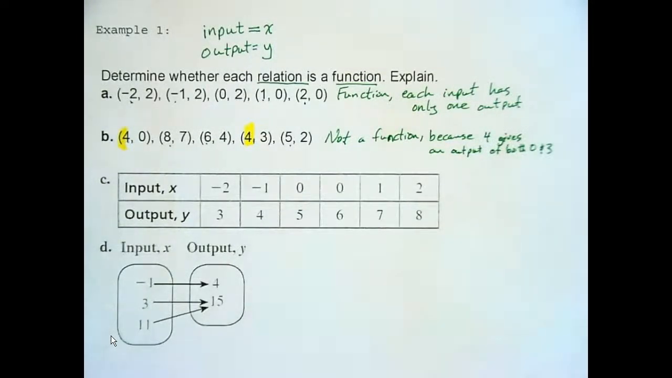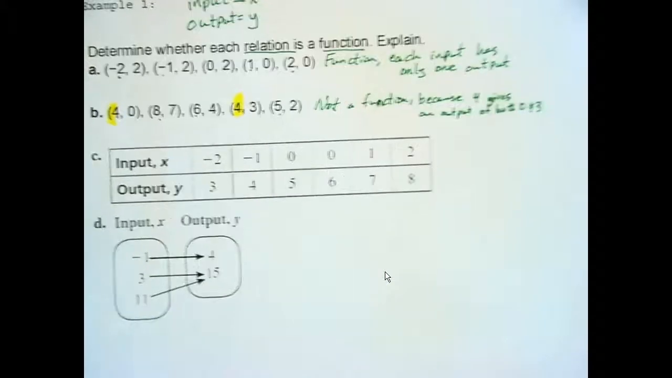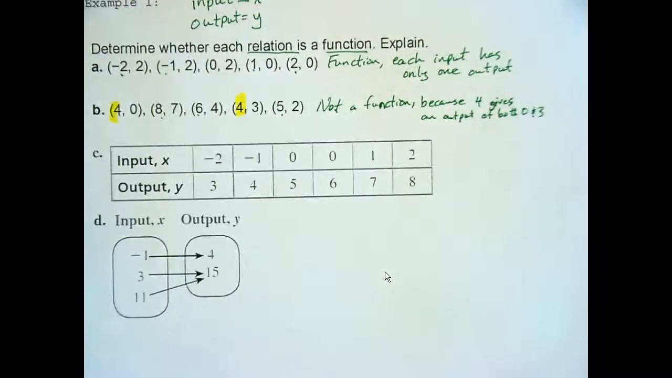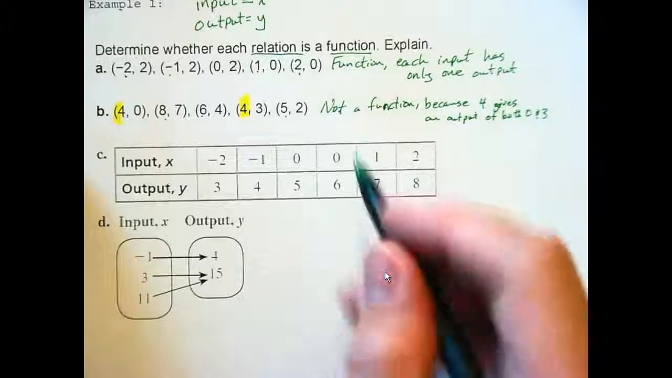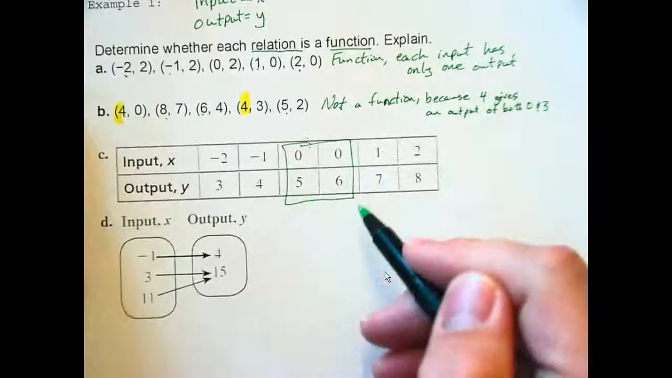All right, why don't you try C and D? Work together. Is it a function or is it not a function? Okay, letter C, what do we think? Function or not a function? Who says function? Who says not a function? If it's not a function, what number? 0. Our hero is our problem there. It has an output of 5 and an output of 6.